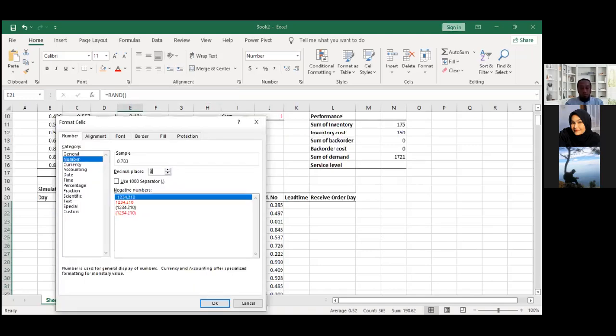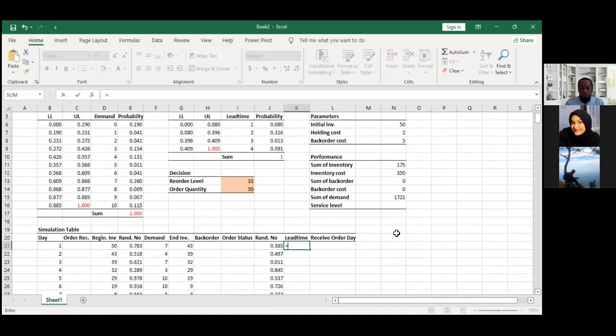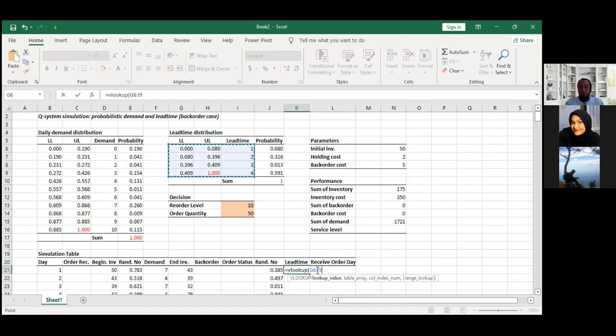Three decimal places. Okay, lead time between the same. So we can use VLOOKUP of this table, the lead time table. The value first, this one, and then comma, we look up from this table. Then we lock it with F4, and we let Excel know that the data will be in the third column: first, second, third. So here we type 3.